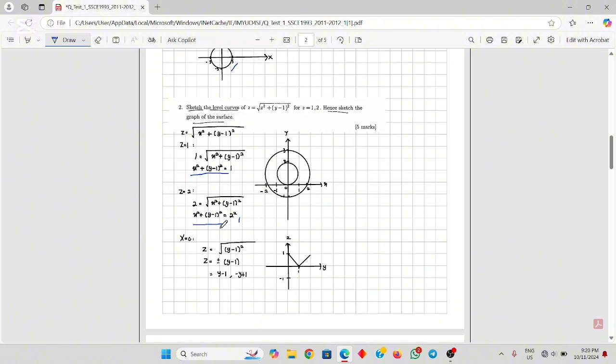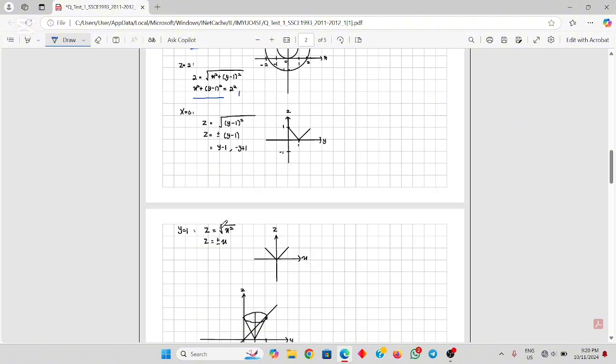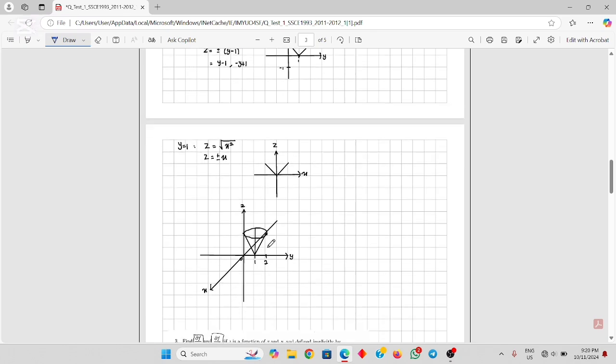And then we substitute the value of y equal to 1. So we will get the equation z equal to plus or minus x. So the graph will be like this. And when we combine all of the graphs, we sketch the three-dimensional x, y, and z axes. We will get the shape of a cone, like this one.